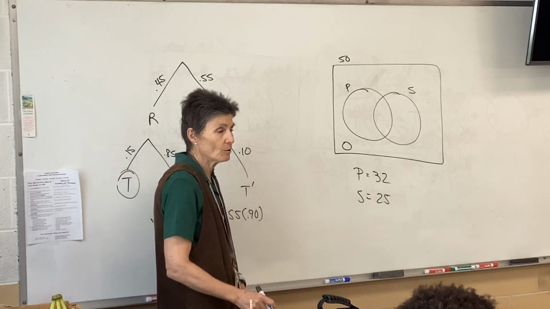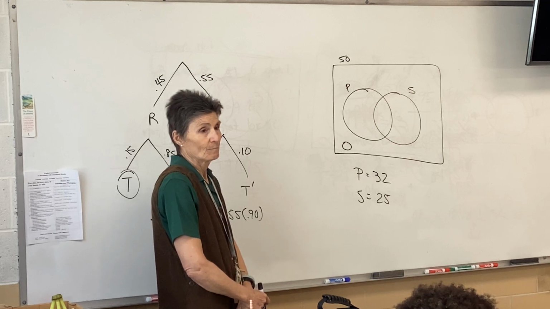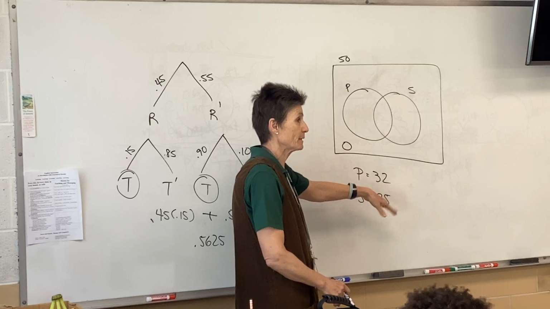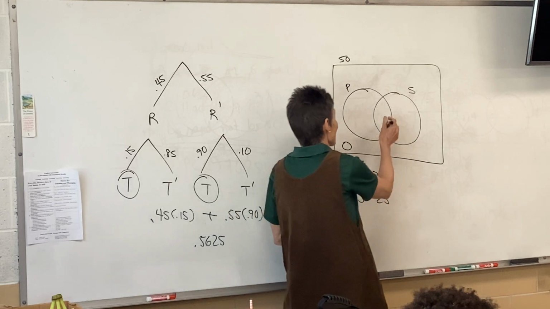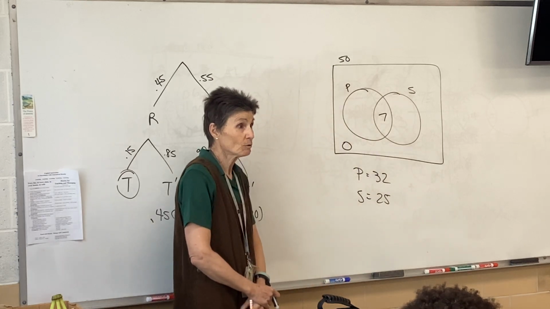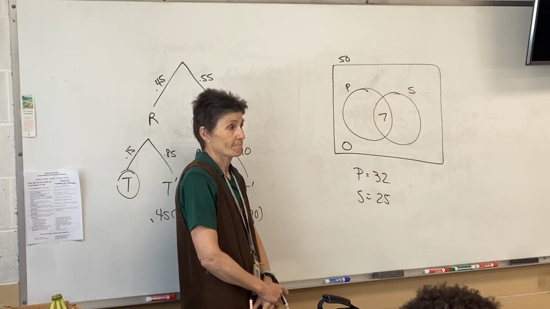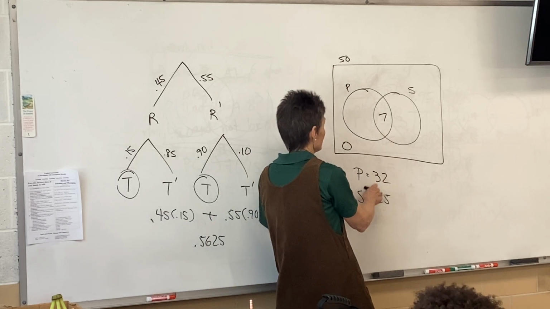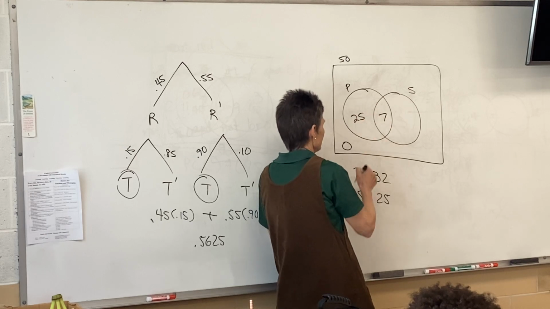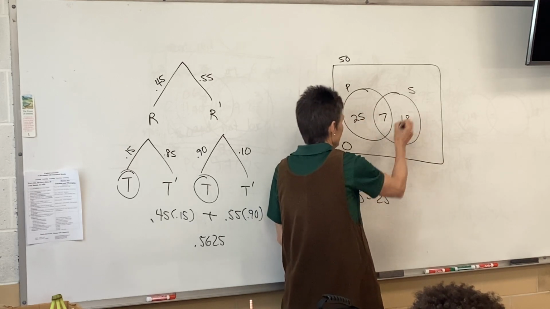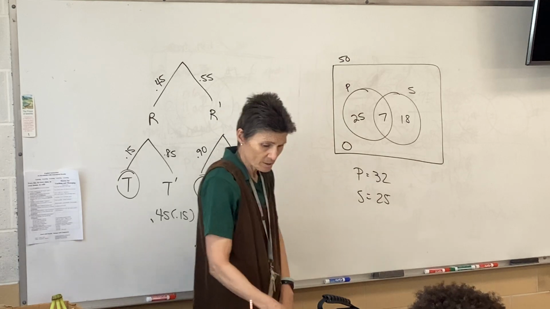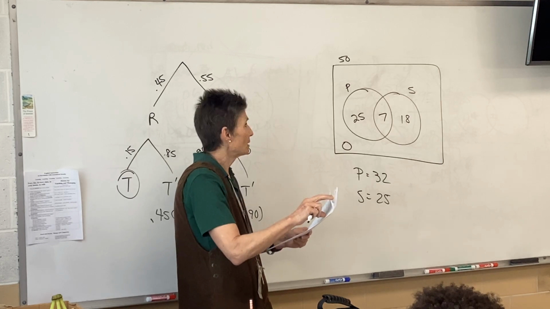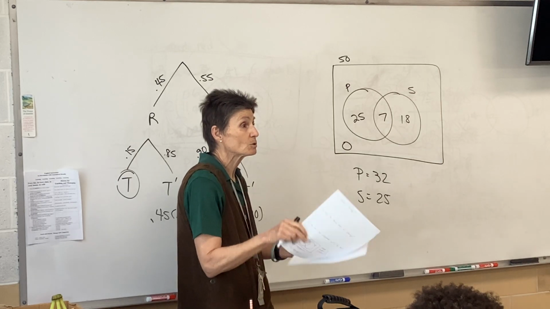Okay. Tell me what you notice about the situation. Yeah, this is too many. This is 57 kids, and you only have 50, which means 7 of them did both. Since the whole praying circle was 32, what is that, 25 here? And 18 here? And what was the question? How many enjoy only praying? Only praying would be 25.